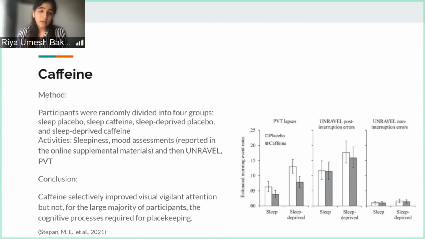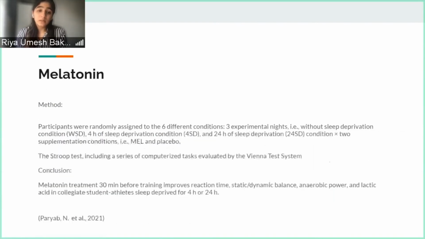Next, we studied melatonin. Melatonin was given as a supplement that can affect the staging of circadian rhythms, which in turn may affect physiological function. Participants were randomly assigned to 6 different conditions, 3 experimental nights, which is without sleep deprivation, 4 hours of sleep deprivation, and 24 hours of sleep deprivation. And they were either given melatonin or placebo.